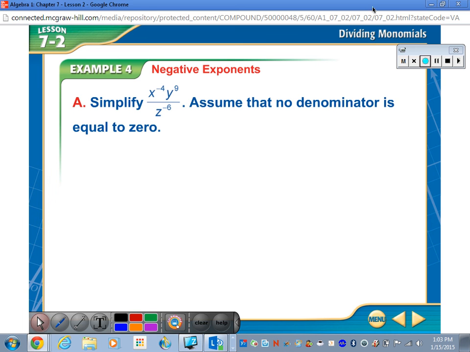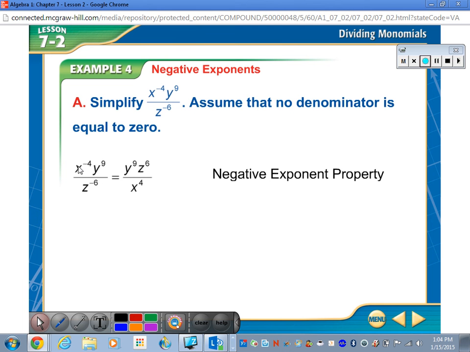Let's clear that, sorry. Okay, so now here you're going to simplify this. Assume that no denominator is equal to 0, so that means you're not going to have any zeros in the bottom. Okay, so this is negative, which means it goes down here. This is negative, it means it goes up here. The y is positive, so we're not going to change that at all. Okay, so let's do that.